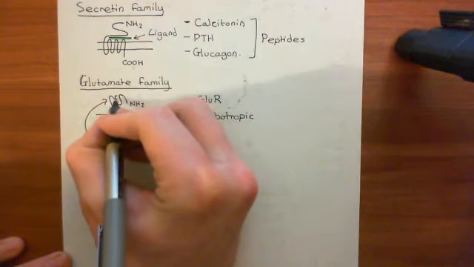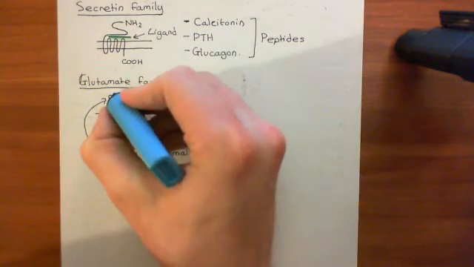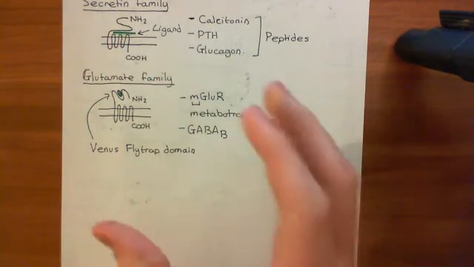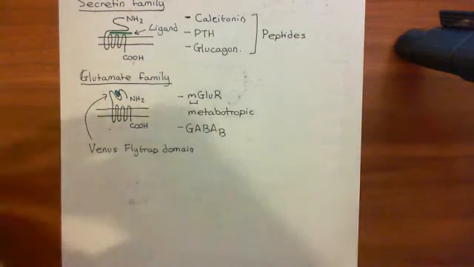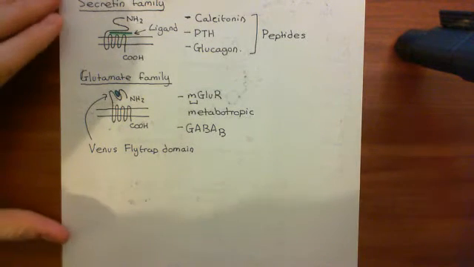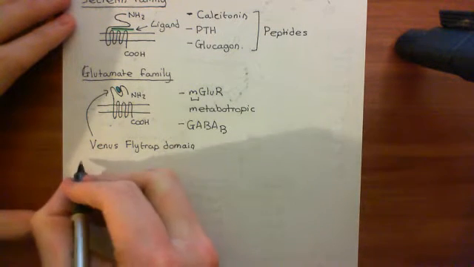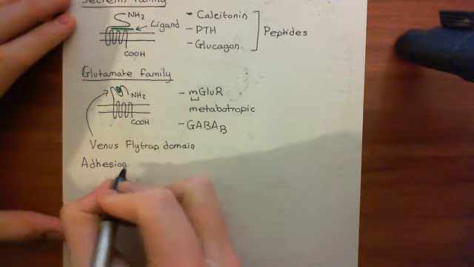Basically, the ligand, whether it's glutamate or GABA, is going to bind up here. And what will then happen is those two sides will close around the ligand, just like a venus flytrap. So that's the characteristic feature of these glutamate family G protein coupled receptors, that they have this venus flytrap-like action when the ligand binds. So the next family of G protein coupled receptors that I want to talk about is the adhesion family of G protein coupled receptors.